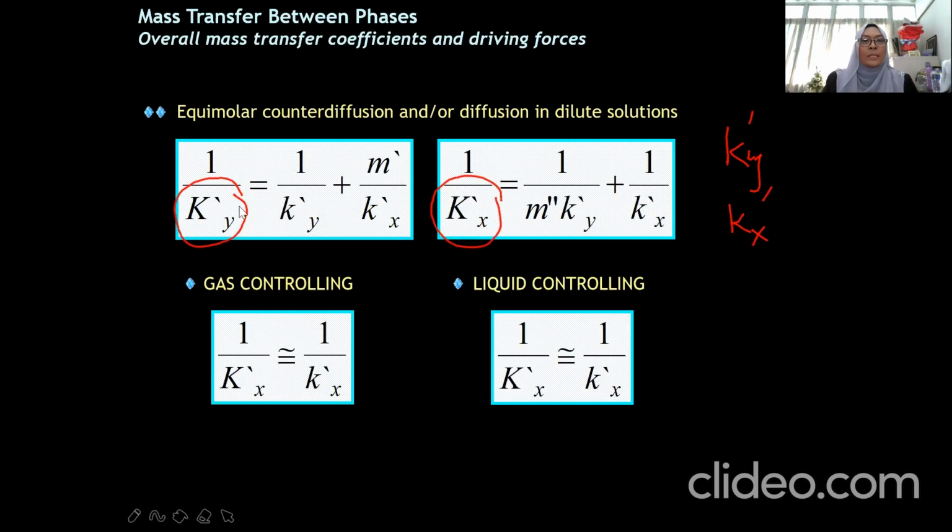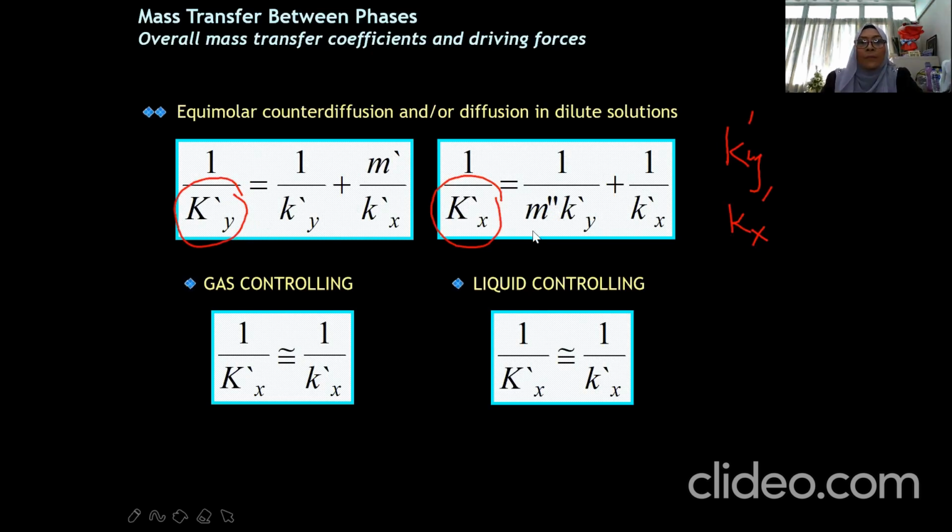So this is the correlation between the overall mass transfer coefficient for the gas phase and the liquid phase. Now you're introduced to the term M prime. For the liquid overall mass transfer coefficient, you have M double prime. In the next slide, I will explain what these M prime and M double prime actually are.